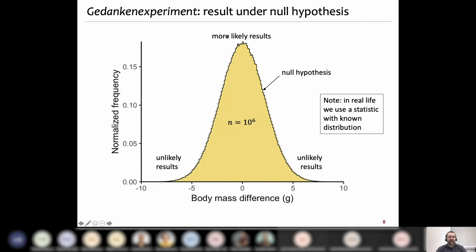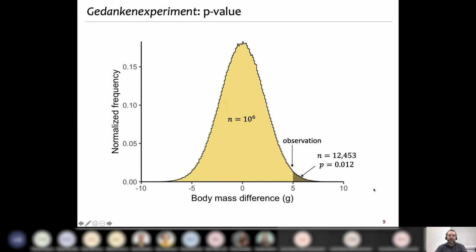And more likely results are here in the middle, where the body mass difference is small, and less likely results are at the tails, where the body mass difference is larger. And now you can guess what happens next. We look at our actual observation, and if you remember, the observation told us that the difference between mean body mass was 5 grams, and put it in the context of all simulated results.